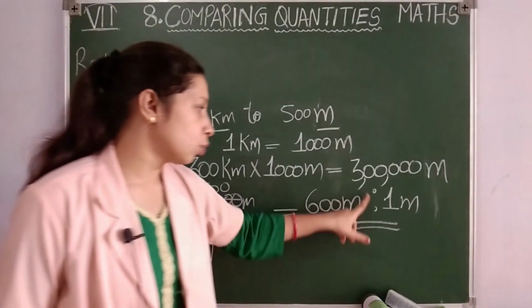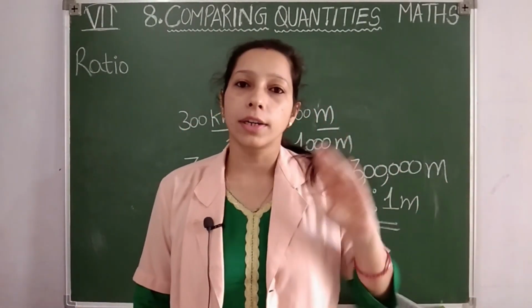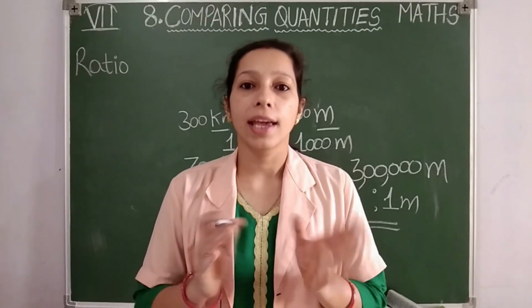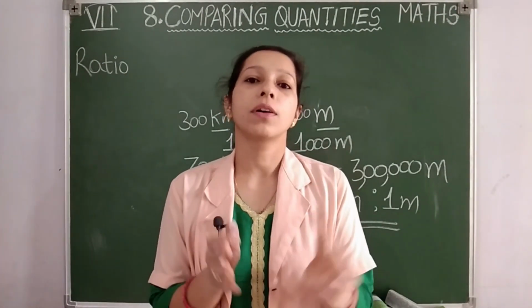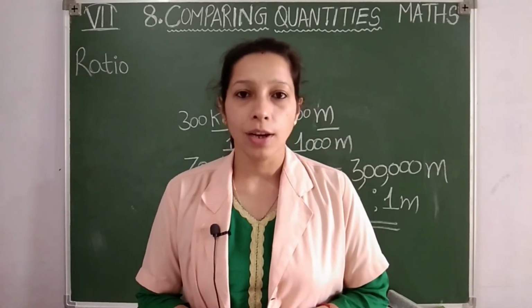So this symbol is used for ratio, for comparison of quantities using ratio. The quantities should be of the same kind and the same unit. If the units are different, then it is your work to convert the bigger unit into the smaller unit, and then you can easily compare between quantities.